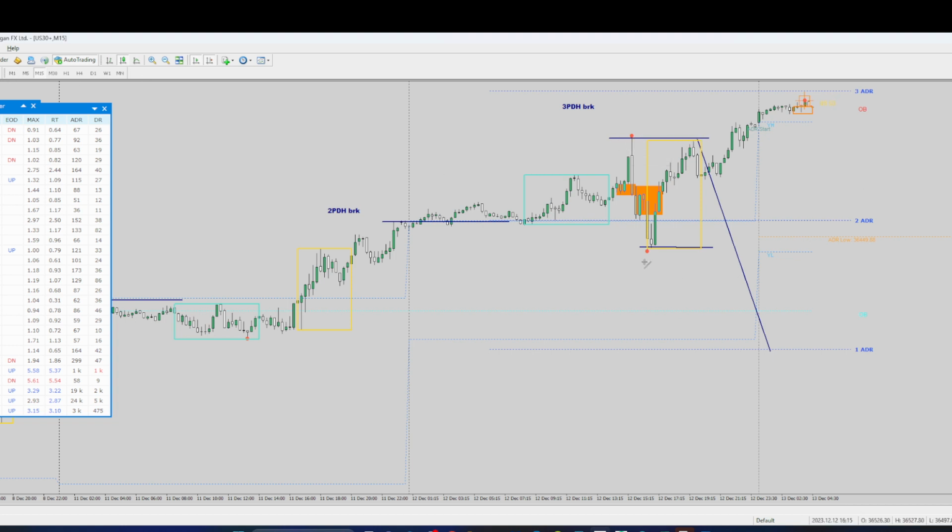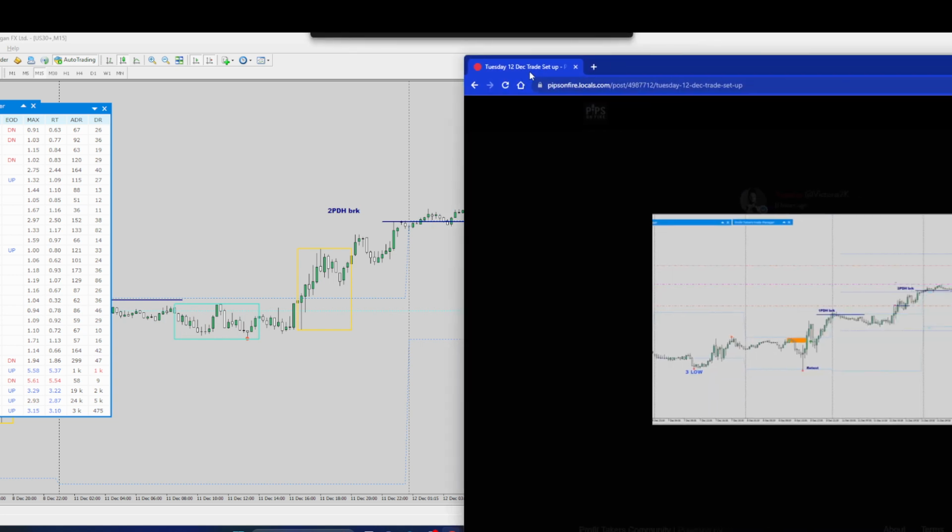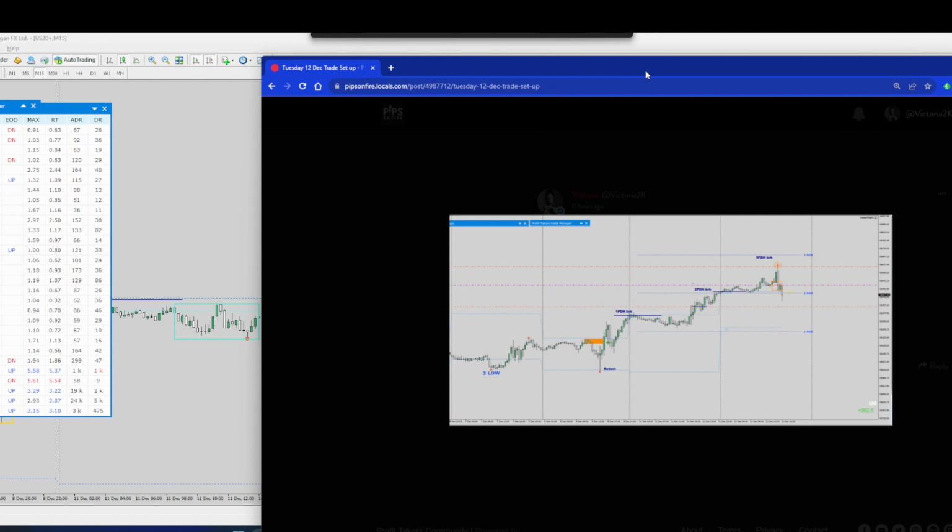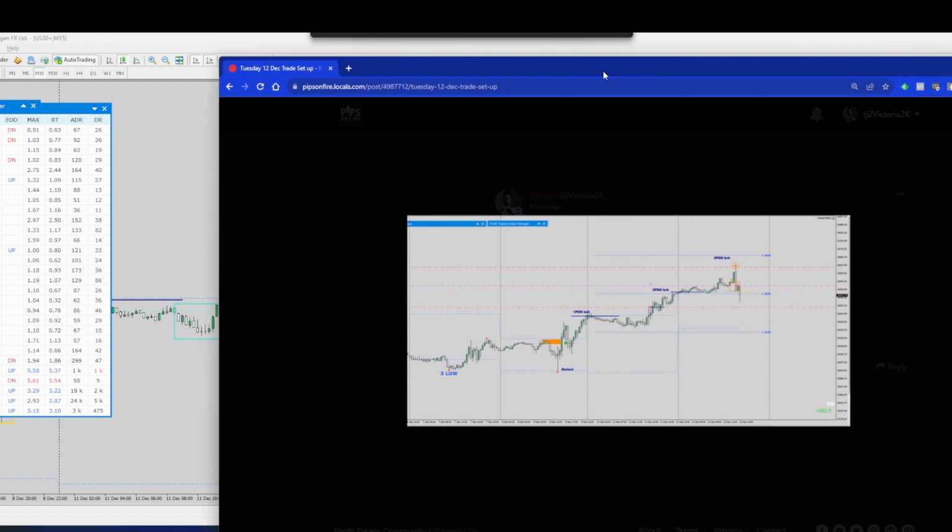This was such a beautiful trade. Okay, I took this one too, long. Let me see if I can find it. Let's see, where did I post it? Yeah, here we go. This is when I was taking it short.